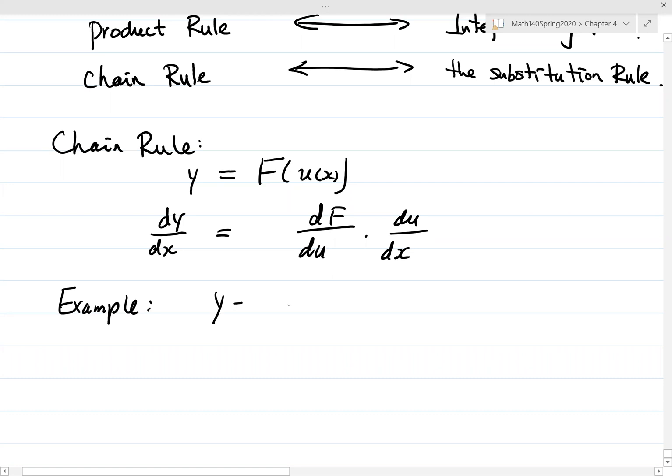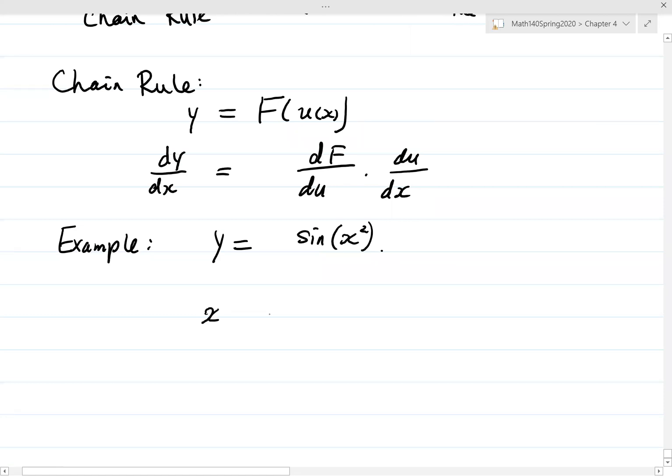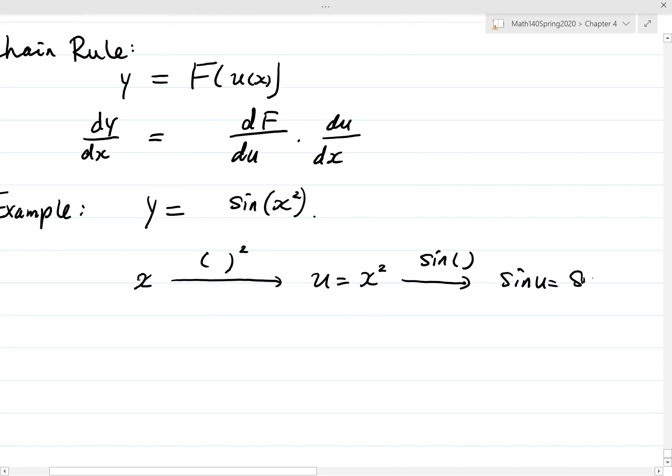So suppose y is sine x squared. Okay, so it is two layers. We input x, the first inner function is squaring, and then we get u equals x squared. Then we plug into the machine sine, and we get sine u, which is sine x squared. So this is equal to y.